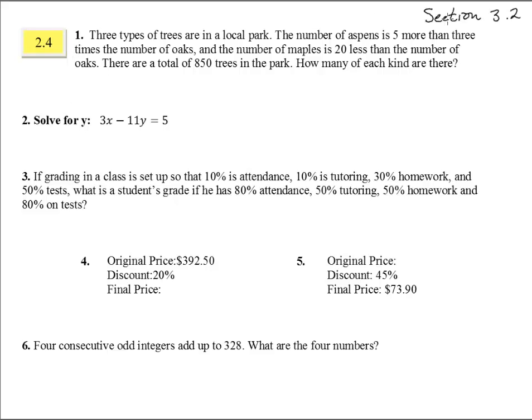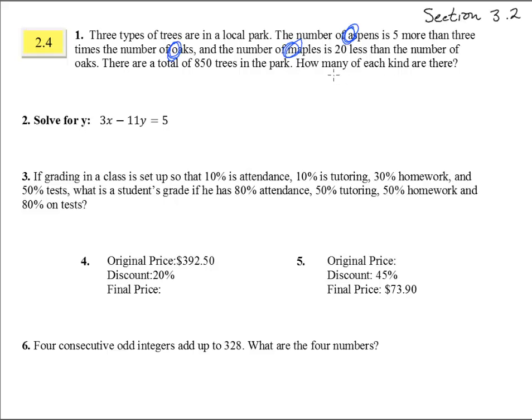Here we are in section 3.2, numbers 1 through 6. Three types of trees are in a local park. The number of aspens, it's going to be one variable probably, is 5 more than 3 times the number of oaks. There's another variable right there. And the number of maples is 20 less than the number of oaks. How many of each kind are there?